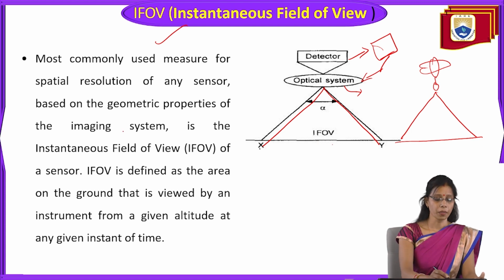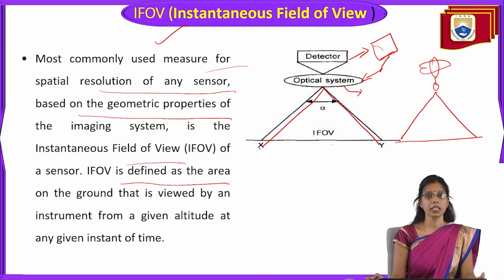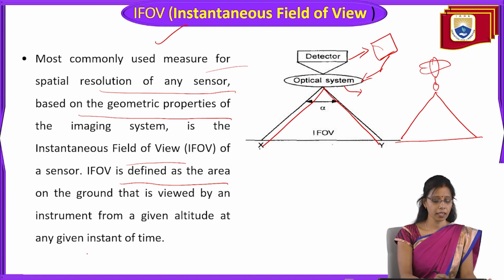Okay. So the most commonly used measure for spatial resolution for any sensor, based on the geometric properties of the imaging system, is the instantaneous field of view of a sensor. IFOV is defined as the area on the ground that is viewed by an instrument from a given altitude at any given instant of time.